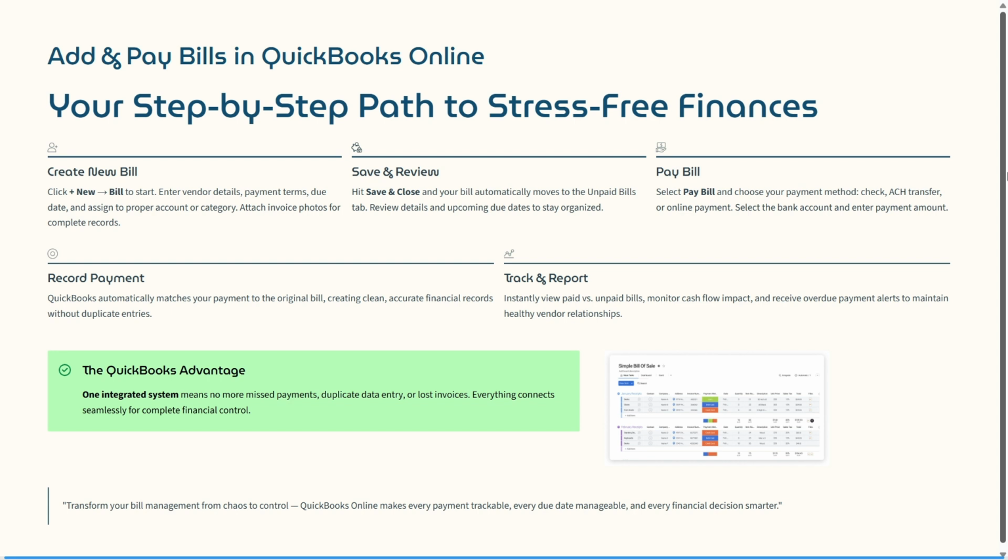Here you can then select pay bill and choose your payment method. You can then check the ACH transfer or the online payment, and then you need to select the bank account and enter your payment amount. QuickBooks automatically matches your payment to the original bill, creating clean, accurate financial records without any duplicate errors.